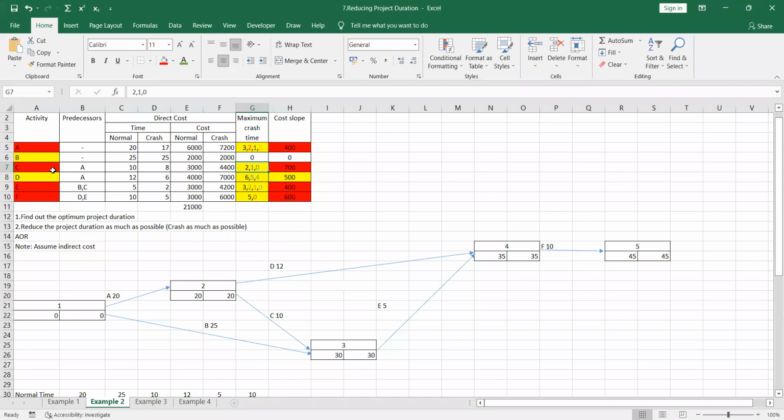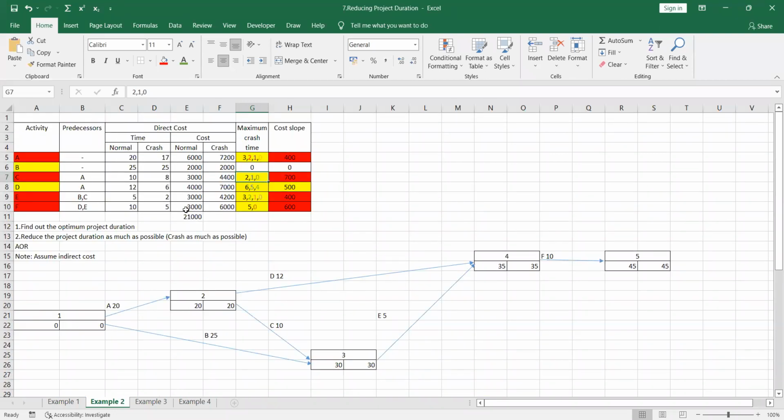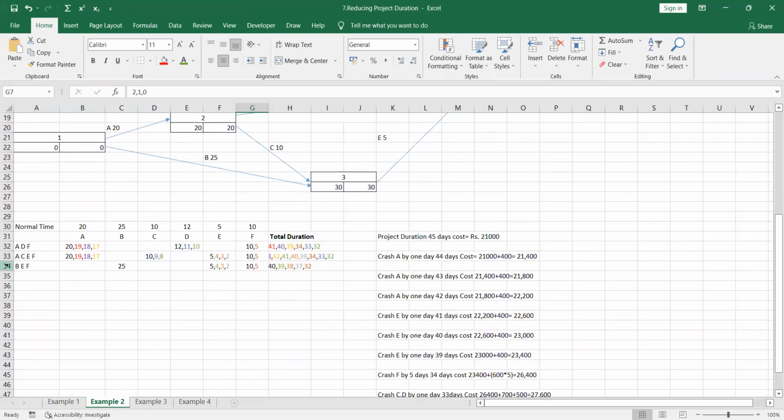So we are only having B and D. Only activities B and D are left to crash. B and D are not common to the three paths.